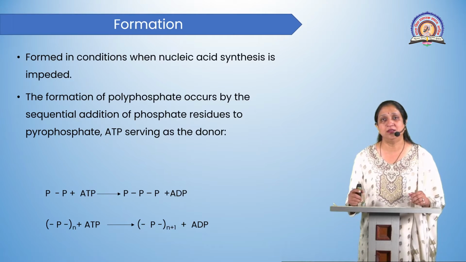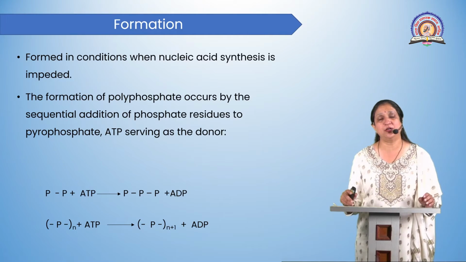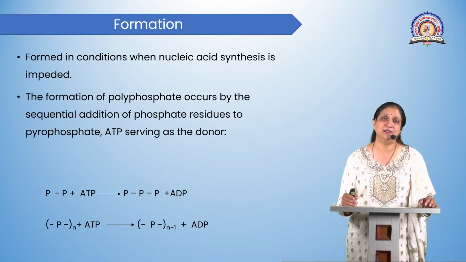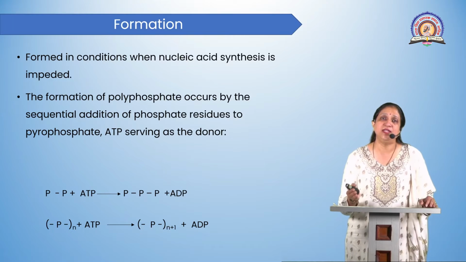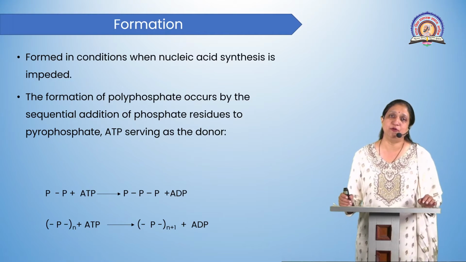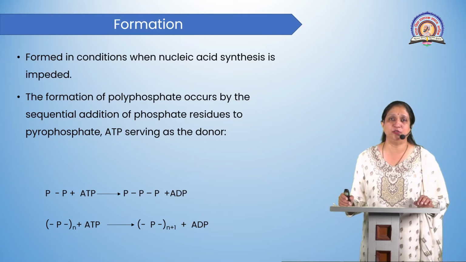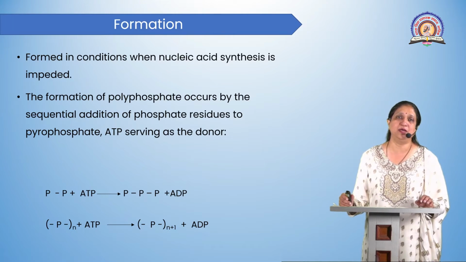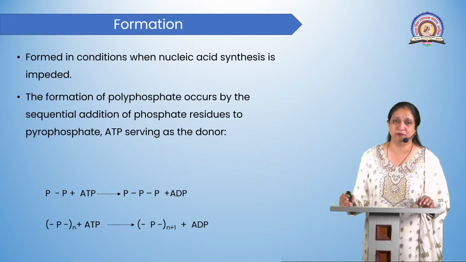And because there is no synthesis of macromolecules that occurs, the ATP that is generated in the cell remains as it is, and therefore this ATP donates its phosphate to the pyrophosphate, leading to the formation of a polymer of phosphate, which is referred to as a metachromatic granule.